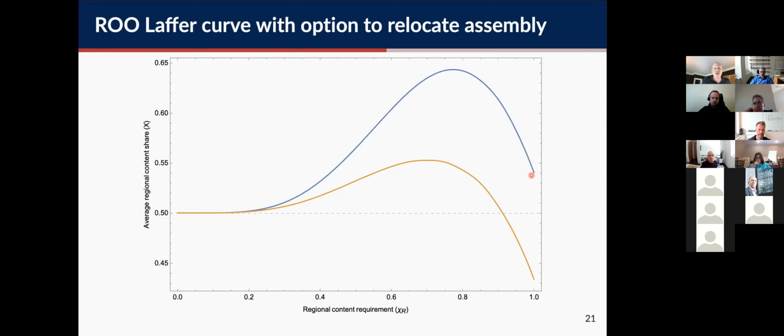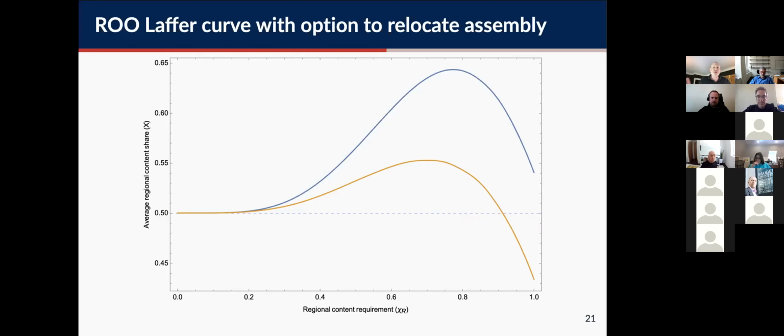And again, because of this effect, we see that the negative effect now, with the always complying firms, you don't go right back to where you started. You can actually end up significantly worse than not having any rule of origin at all. So with assembly location, too restrictive a rule of origin is not just that it can reduce employment relative to having a less restrictive one. It can actually make you worse off than having no rule of origin at all.